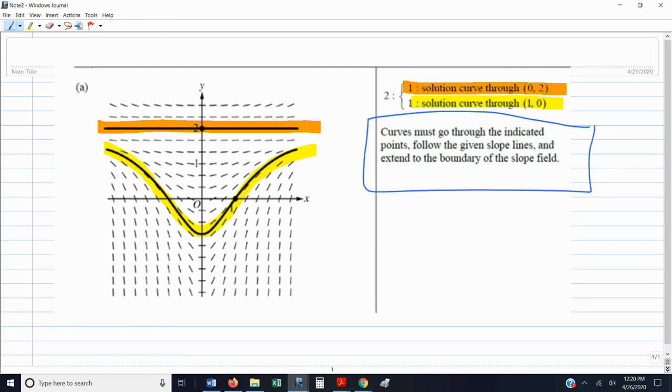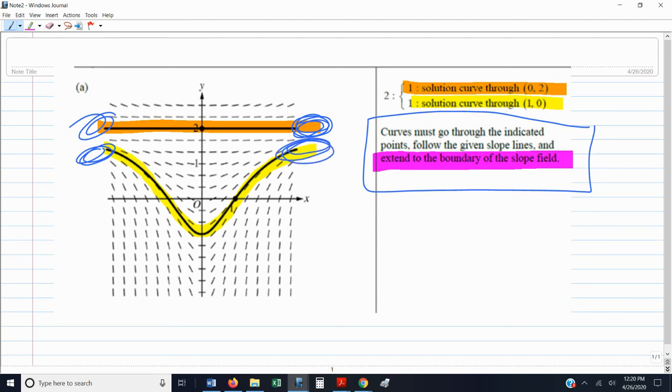It says curves must go through the indicated points, so (0, 2) and (1, 0). Follow the given slope lines. That's what we did. And then this was the part I found interesting. Extend to the boundary of the slope field. So you have to make sure that you go all the way to the edges of the graph, instead of just stopping somewhere in the middle, in order to get those points. Okay, and that's it for those sketches.